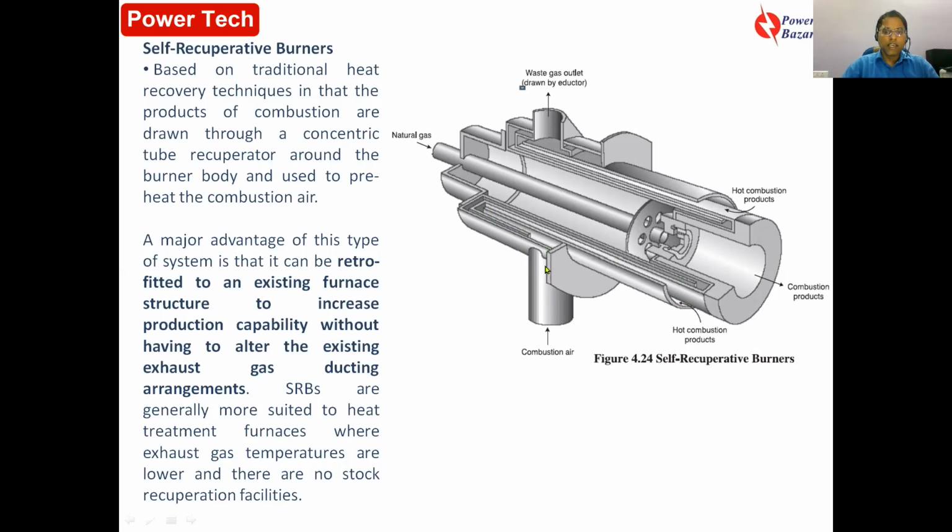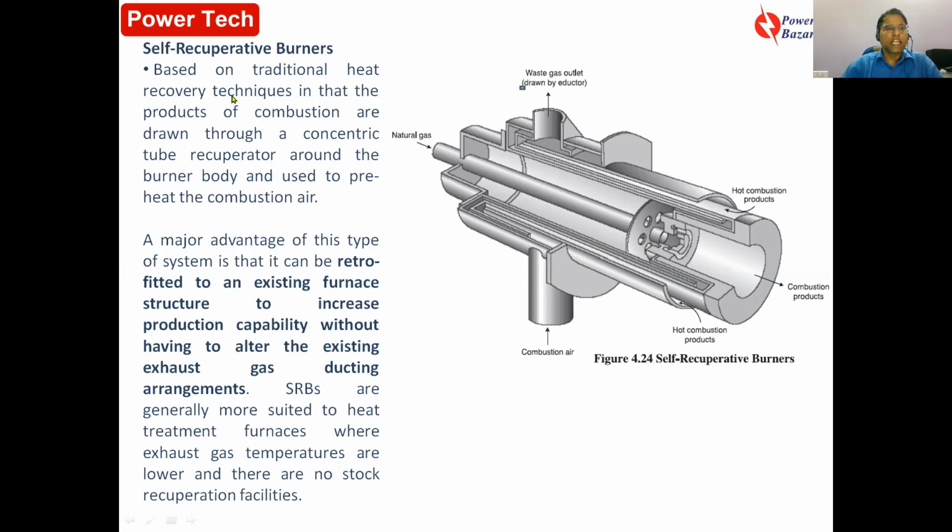In this case, it goes like this and goes to the combustion air. But the hot combustion product goes like this again in this cylinder, and it goes to the chimney or outlet, or to the atmosphere. So they don't mix with each other, but they are interlinked so that maximum heat transfer occurs.